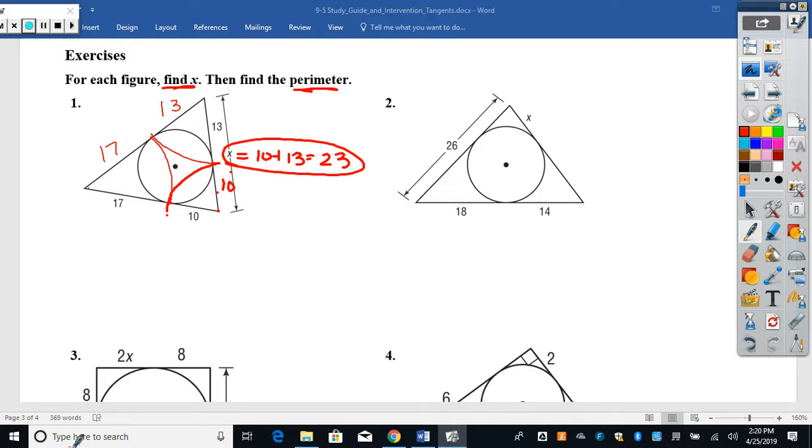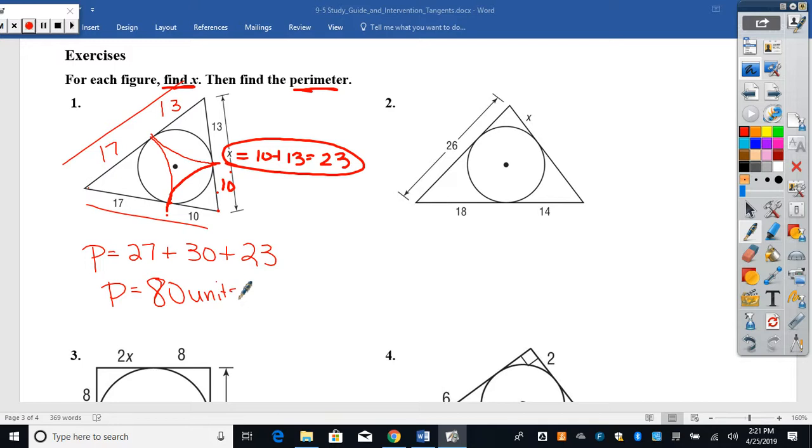Okay. I'm going to take the perimeter here. If I add up all the sides, here I have 27. Here I have 30. And then here, as we said before, we have 23. And so the overall perimeter, would that be 80? I'm going to put down 80 units. There you go. Okay. So number 1, that's the overall perimeter right there.